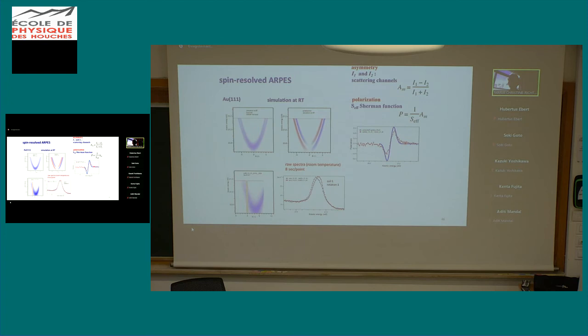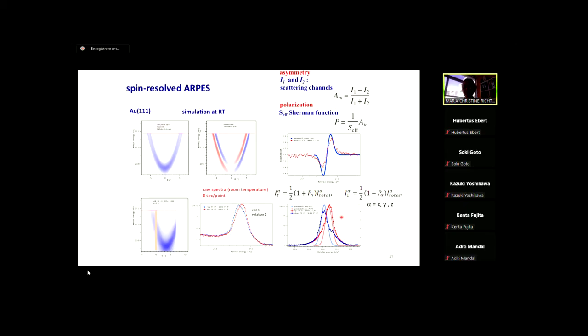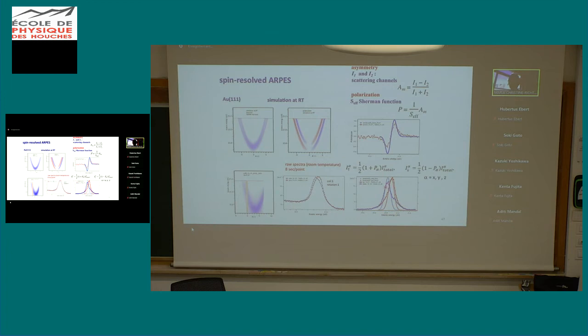And we have here a simulation of our data, of the spectrum. And it fits more or less well. Once you've got the polarization, of course, what you're interested in are the spin polarized spectra. So you have the blue and the red spectrum, which is obtained by adding the polarization multiplied with the total intensity. So these are the polarized spectra. That's how the polarization analysis functions. So it works quite well.